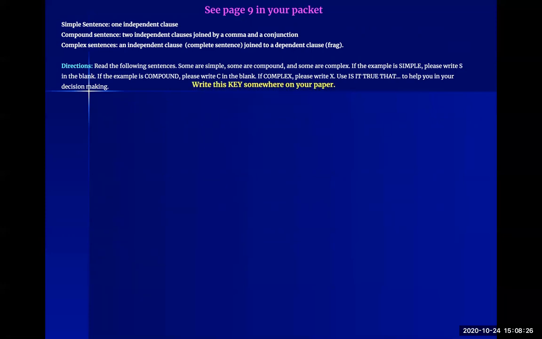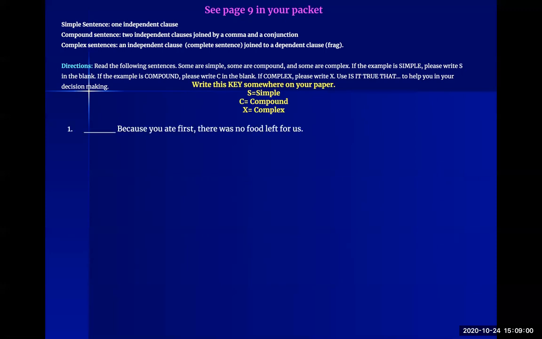Again, we're going to make a key so we know what our answers are. So somewhere on your paper, write this key. If it is a simple sentence, it's going to be an answer of an S. So write S equals simple. If it's a compound sentence, it's going to be an answer of a C. And if it's a complex sentence, it's going to be an X. And that gets a little tricky because compound and complex both start with C. So compound is the C, complex is the X.